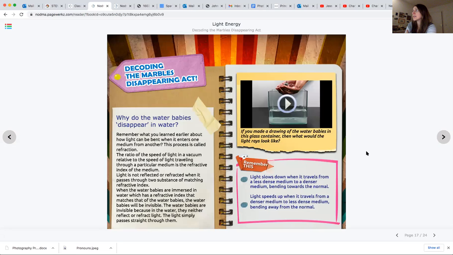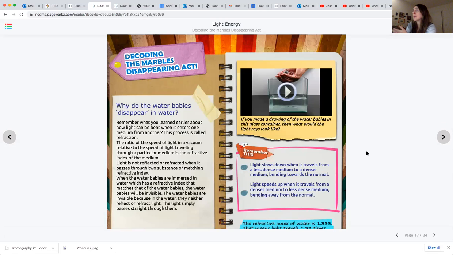Just as an experiment, I put the picture in the email as well. So it's about decoding the marbles disappearing act. It's the idea of why do the water babies disappear? So it's about how light can be bent when it enters one medium from another, and how that is called refraction. But then they can actually do this experiment themselves.